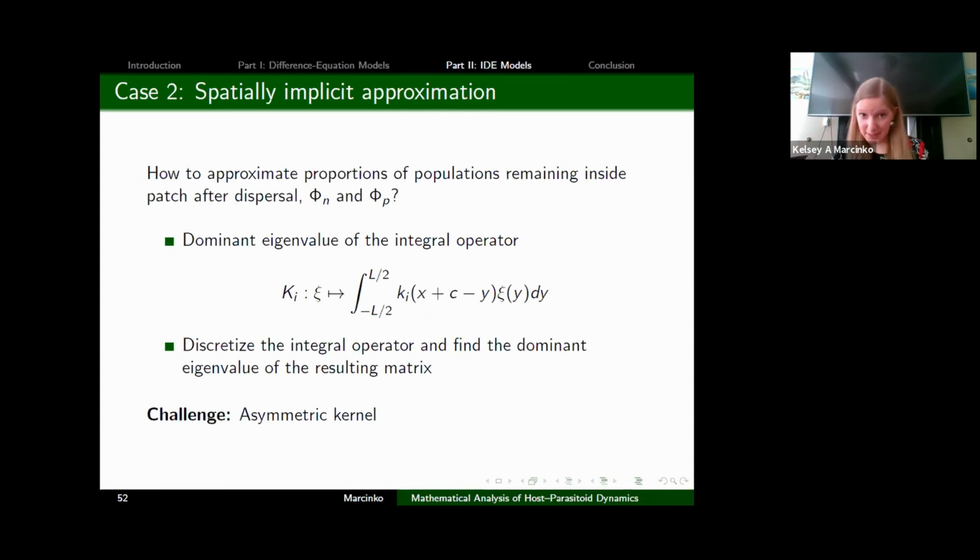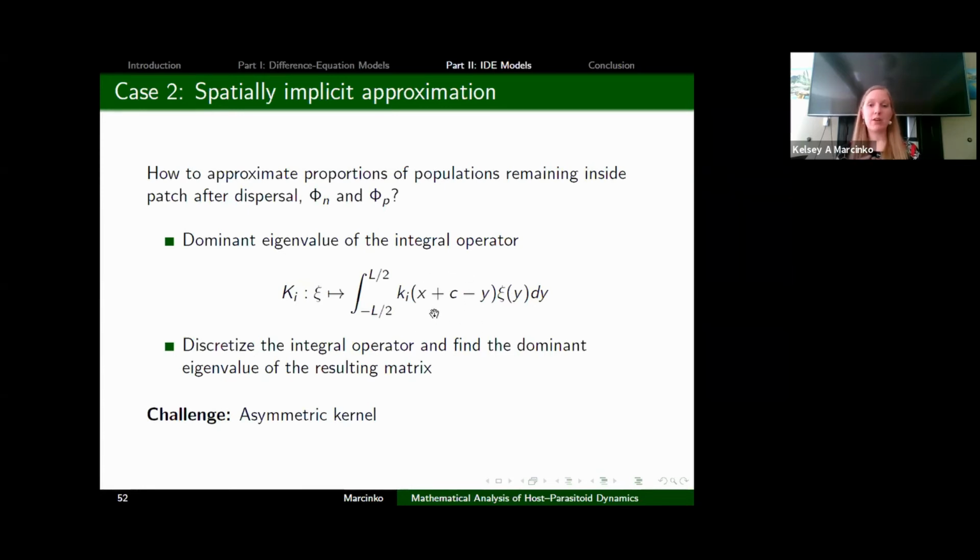I, at this point, need to think about how to approximate the proportions of the populations that remain inside the patch after dispersal. And this is a very interesting mathematical question. Ultimately, it boils down to the dominant eigenvalue of an integral operator, defined here where we have the kernel operating on some function phi, and we're looking for the dominant eigenvalue. The challenge is that the kernel is asymmetric due to the presence of C.